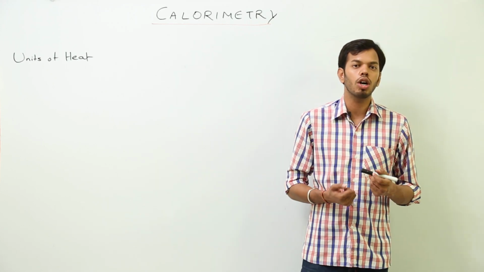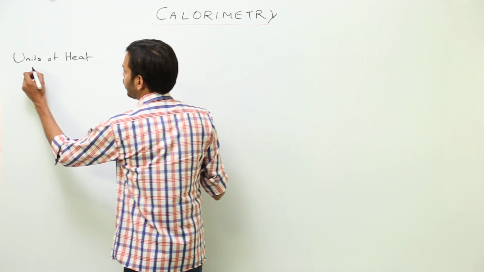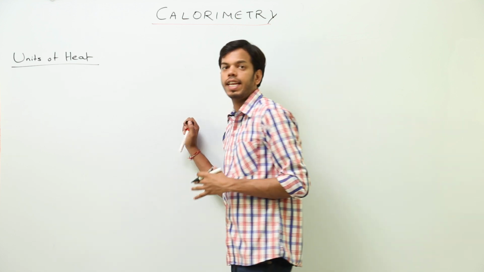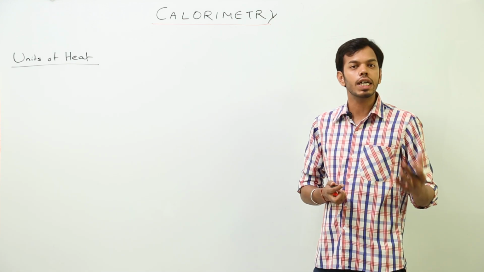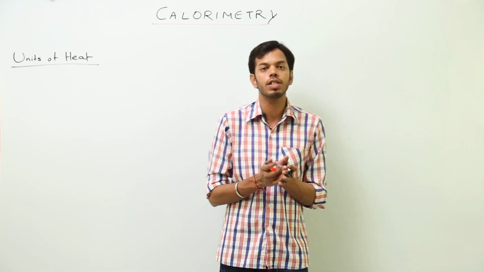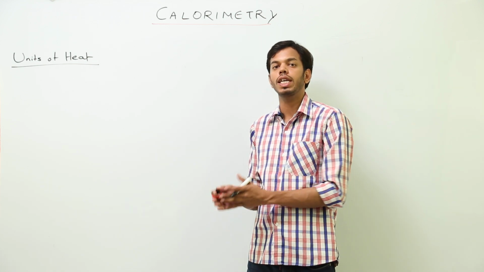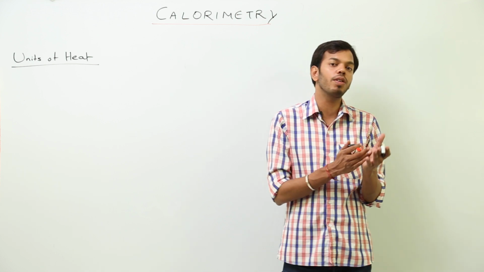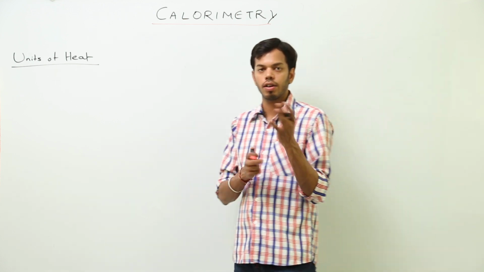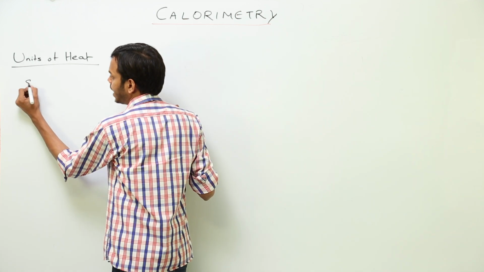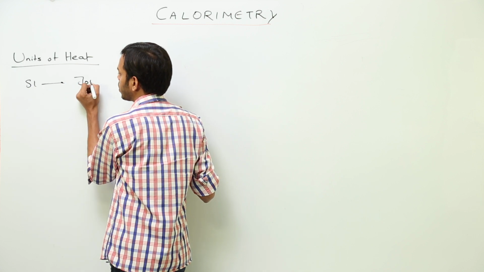So if we have to talk about units of heat, we know that heat is a form of energy, and energy is measured in joules because work done is in joules. I have already stated a long time ago that work done is equivalent to energy stored in a body. The amount of work performed by a body will be equal to the energy stored in it. So they are interrelated, and the SI unit would be joules.